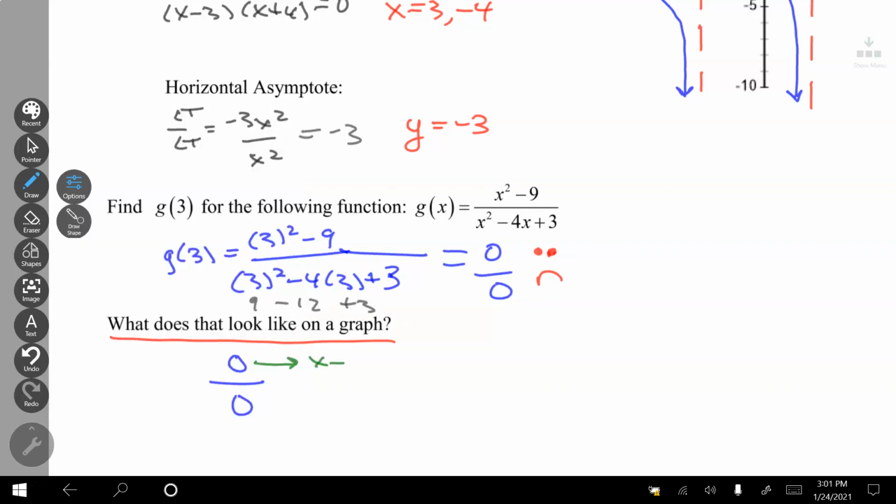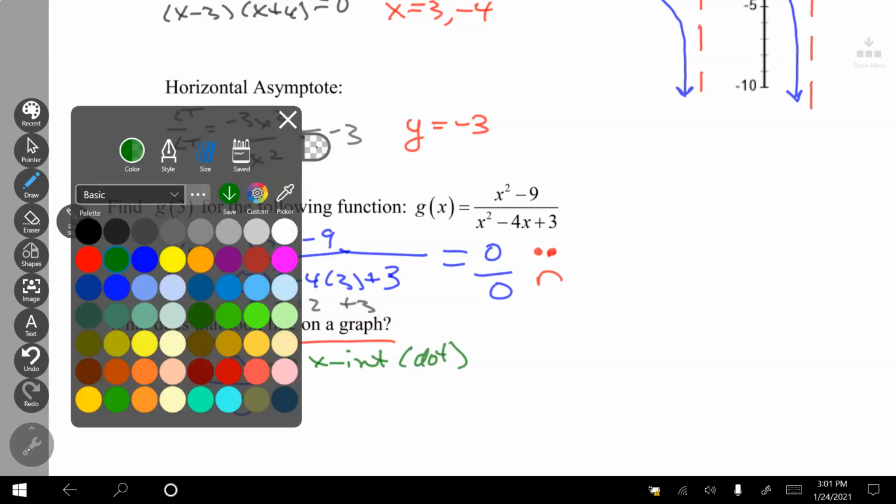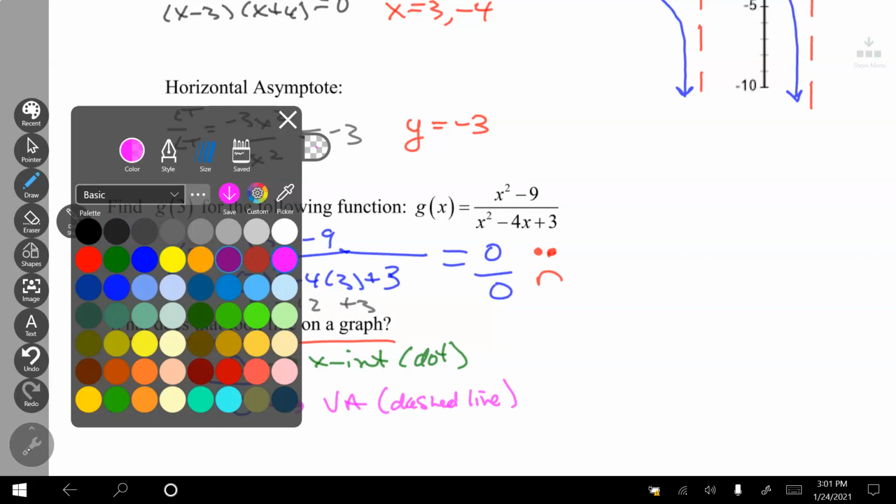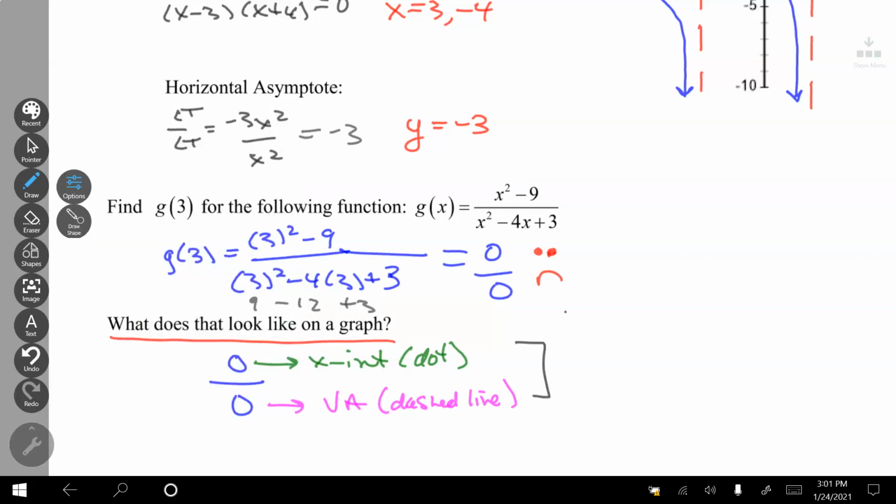0 in the numerator was an x-intercept, which is just a dot on a graph. 0 in the denominator was a VA, which was a dashed line on a graph and actually was missing values. So my question is, how can it be both? How can you be a dot on the graph and a dashed line, which is a missing value on the graph? So this is our conundrum.